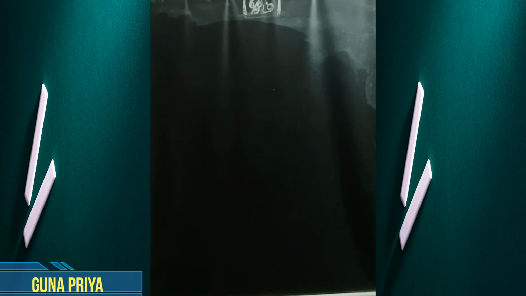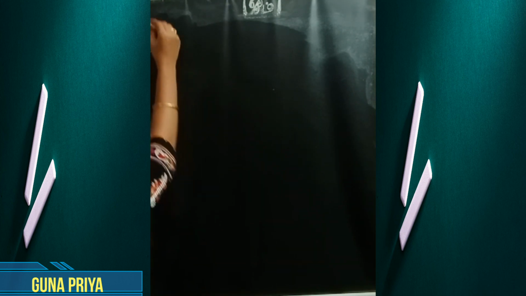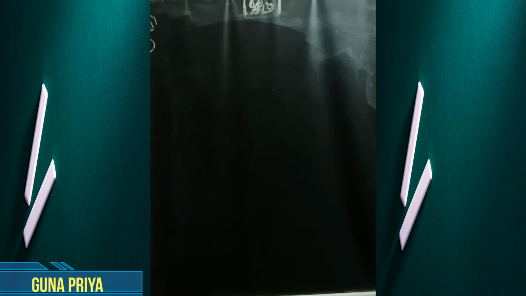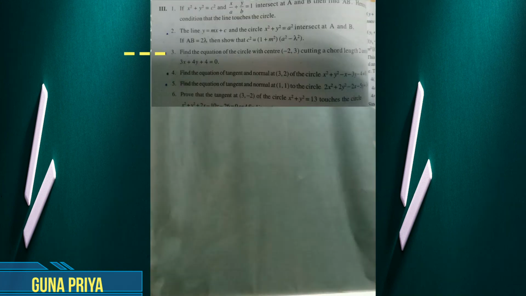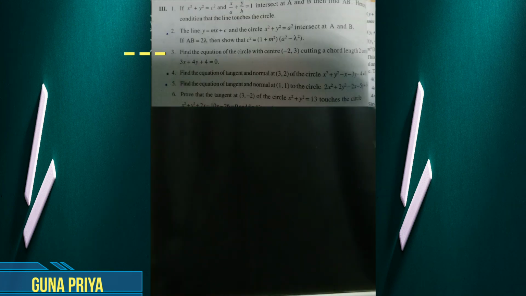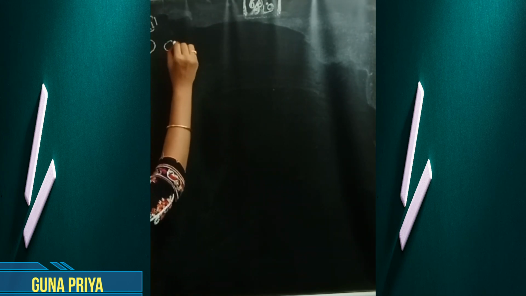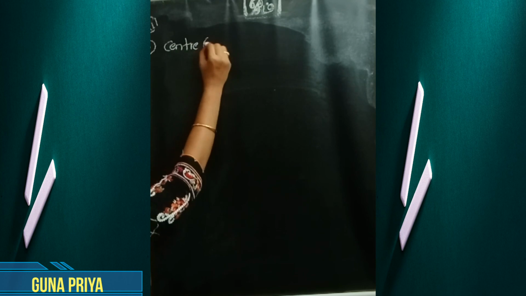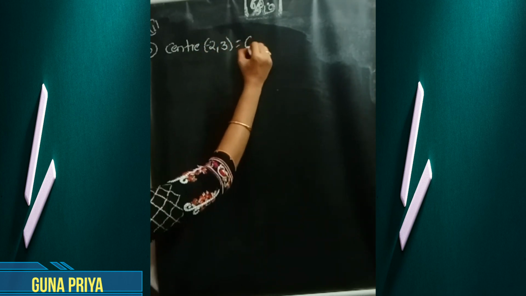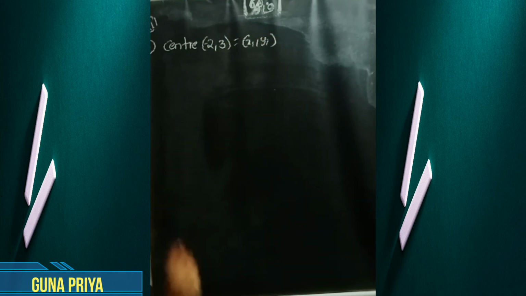Our next problem, that means the third problem of the third Roman. Find the equation of the circle with center minus 2 comma 3, cutting a chord of length 2 units on 3x plus 4y plus 4 equals 0. First, the center. What is the given center? Minus 2 comma 3, which is nothing but x1 comma y1.